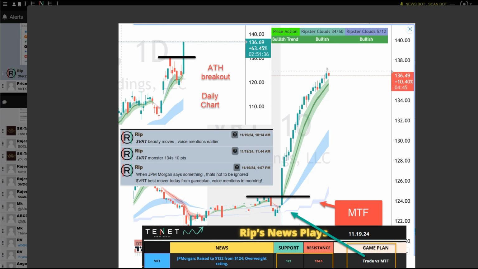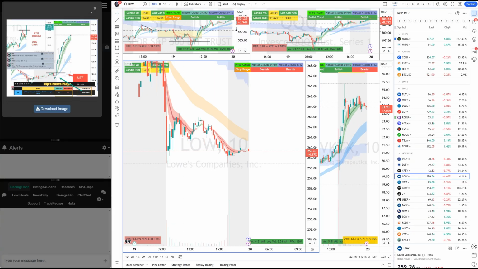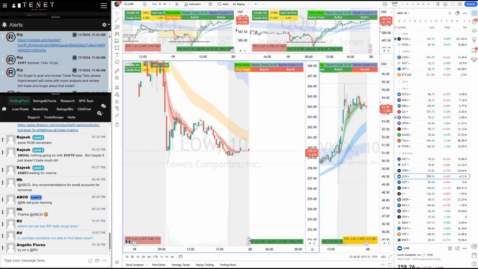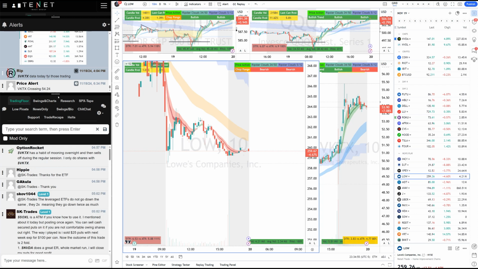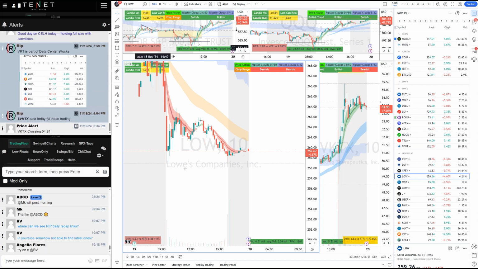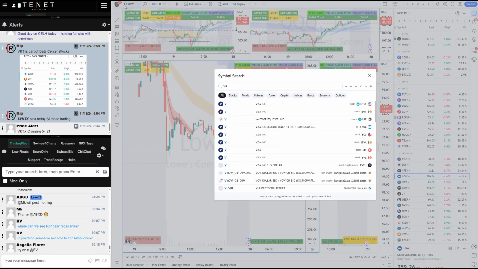Only the amateurs short these moves. They think it's too high, too high, too high, but it was never too high. I actually was giving the targets of 138 on VRT, and I even talked about 140 on VRT, and then it met all the targets on VRT. Crazy name.